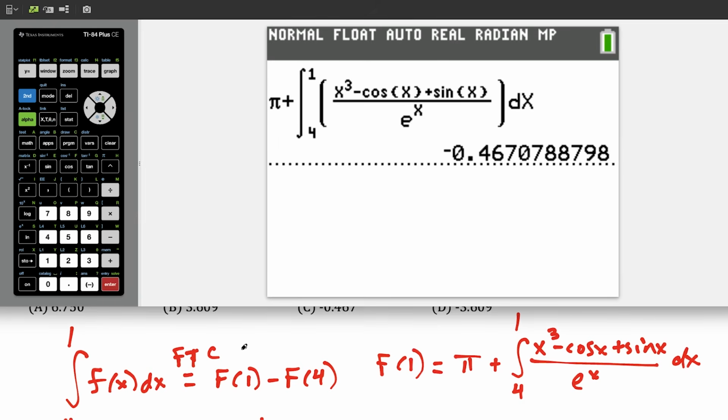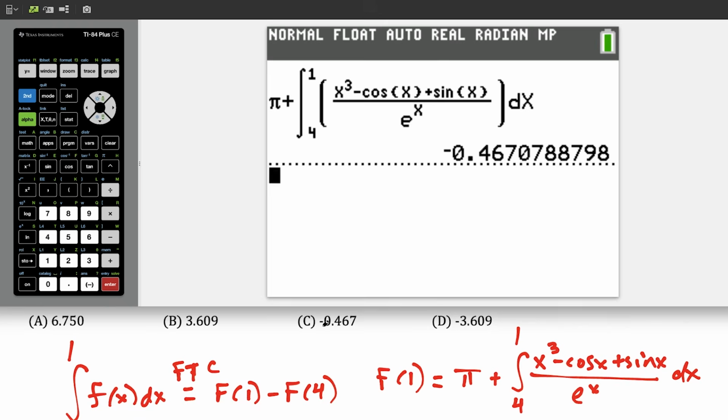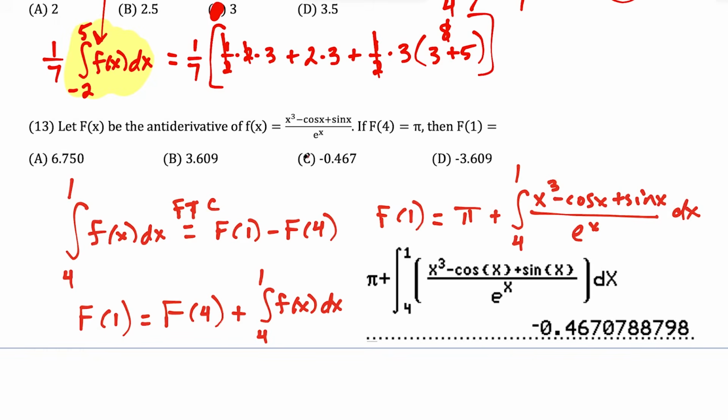And this is going to work out here. This is looking like choice C. So capital F of 1 is equal to negative 0.467.